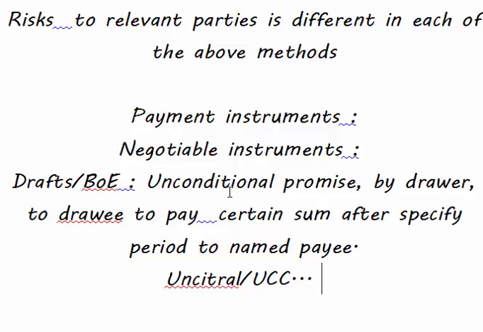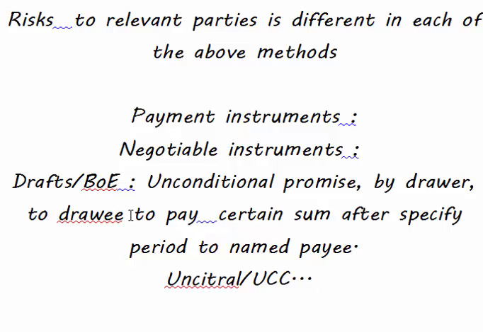What is it? It's an unconditional promise. A draft or a bill of exchange is an unconditional promise by the drawer to the drawee to pay a certain sum after a specific period to a named payee. So the amount is fixed, and the date is fixed when they will pay. Whether they give a period or they give a date, the payee should be a named payee, or it could be straight away to the drawee.